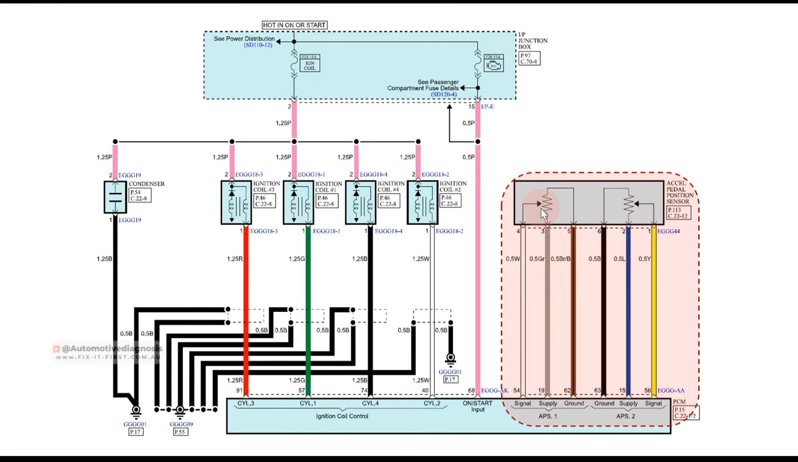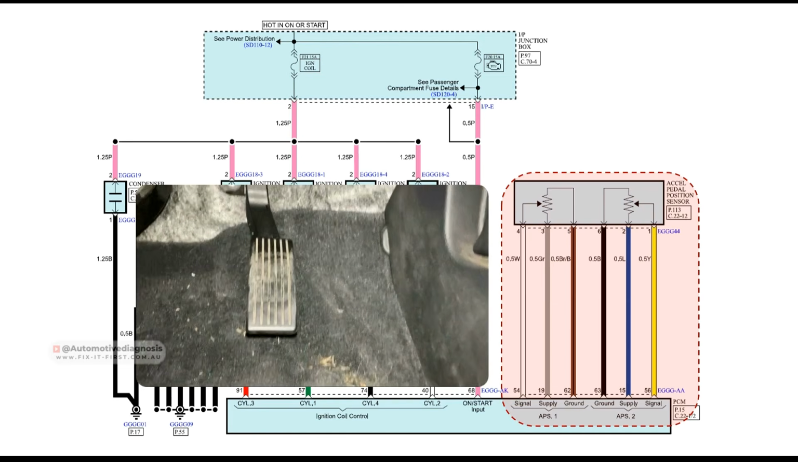In this case that we have two, we have APS1 as accelerator pedal position sensor 1 and APS2. For each one of them, we have a supply, which is a 5 volt. We have a ground, and we have a signal which is going to change based on how far you are pressing the gas pedal. We have a full video for checking the accelerator pedal position sensors on video description.